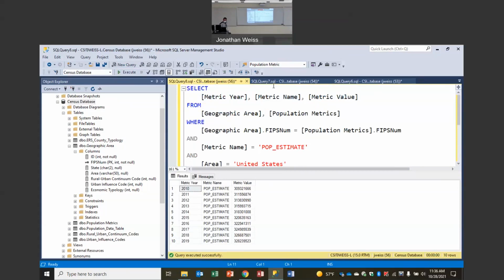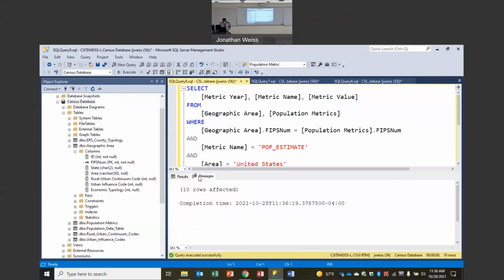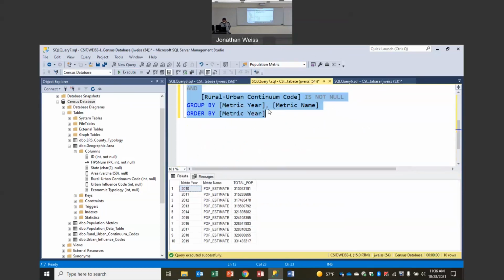So we're looking at these two, and we notice that these are almost the same, but not quite. This one says that the population for the United States is 309,321,000, and the other one says 313,043,000. Does anybody have any theories on why these two queries might be different? Yeah, Nina.